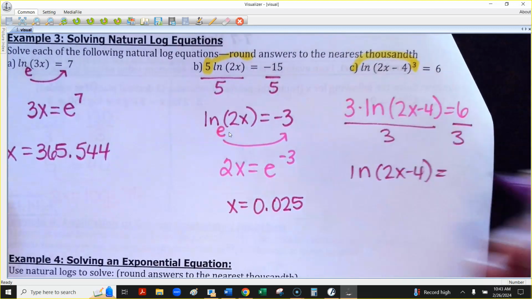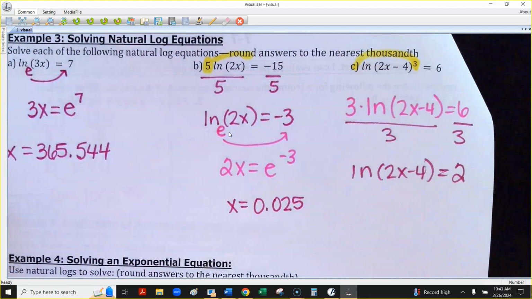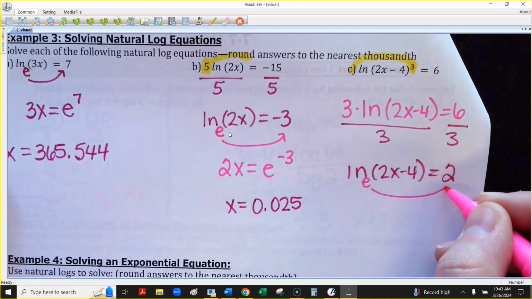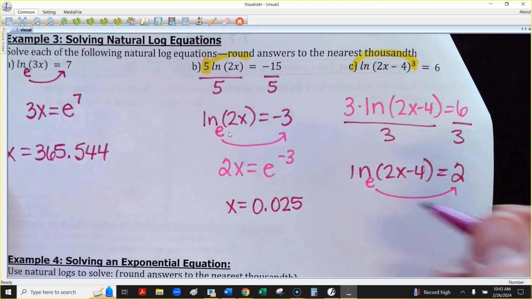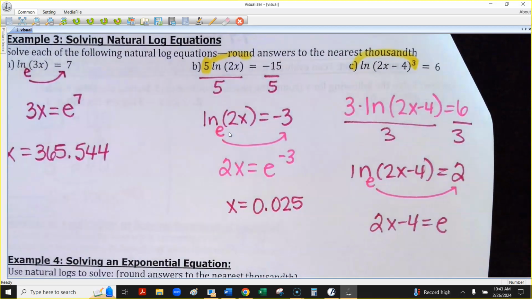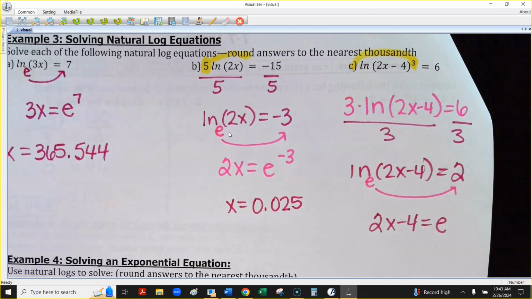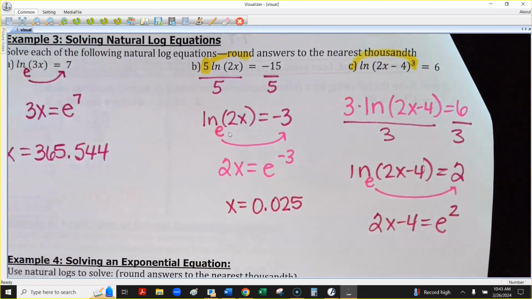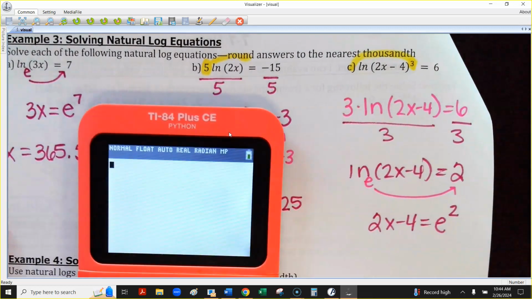6 divided by 3 is just 2. And then don't forget, if you have a natural log, they don't write it in there. It has a base of e. So to get rid of the natural log, I'll just convert this to an exponential super quick. And then I'm just going to do the rest of this problem on my calculator. So 2x minus 4. E, the base of the log, becomes the base of your exponent, so it's going to push that 2 up in the air. It's not a variable, it is a number. And so we're just going to do e squared.